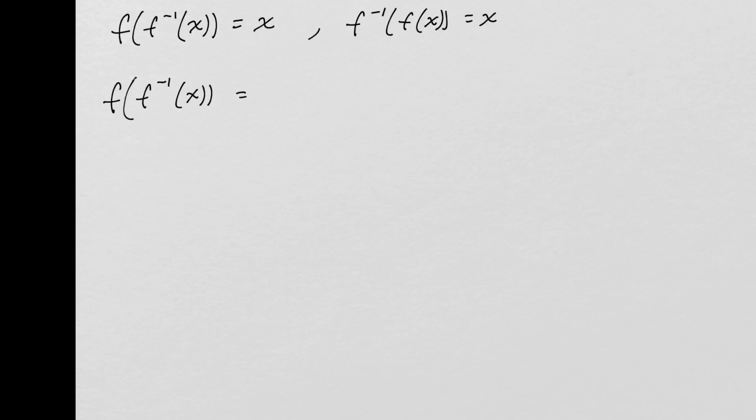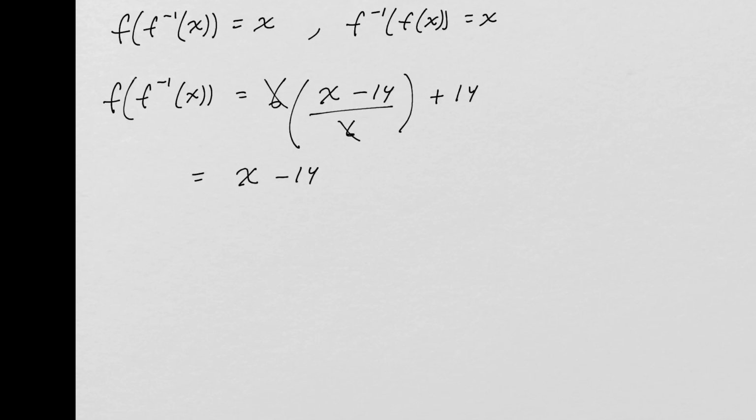Well, in this case, remember the original function f was 6x plus 14. So where I have an x, I have to put in f inverse. Well, we found f inverse is (x minus 14) over 6, plus 14. So you can see here that the 6's are going to cancel, right? And I have x minus 14 plus 14. Well, that's just equal to x. So that checks. And then let me check the other way.